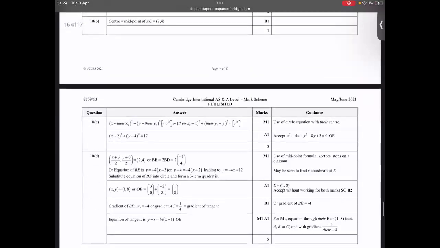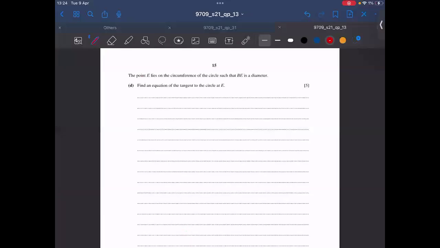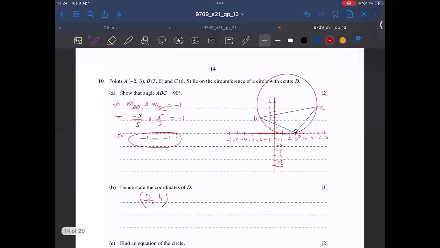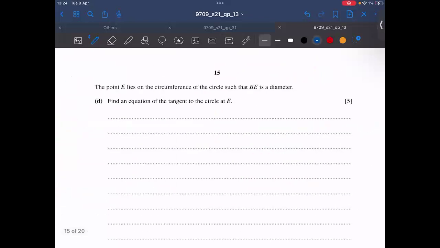17. Okay, that's great. 10D. The point E lies on the circumference of the circle such that BE is the diameter. So it must lie somewhere over here, and you have the center over here. Find the equation of the tangent to the circle at E.